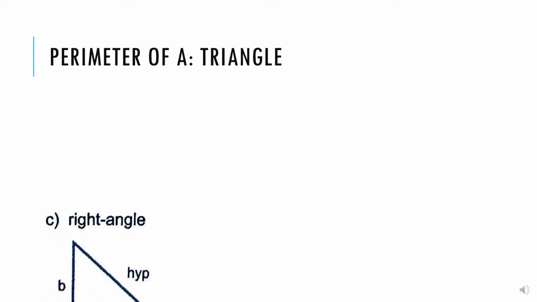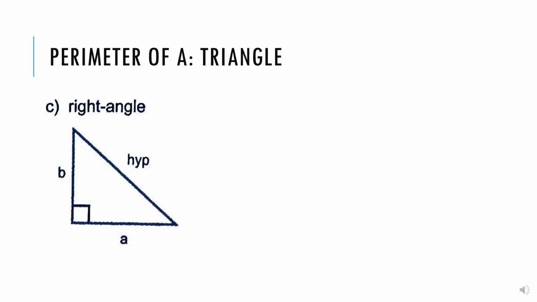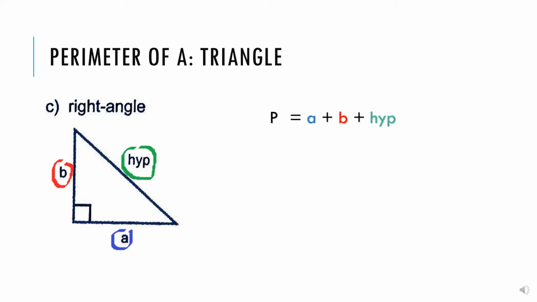When we look at the perimeter of a right triangle, you'll see that 2 of the sides meet at 90-degree angles, and the side opposite this 90-degree angle is called the hypotenuse. So typically, again, we'll have to have the value of all 3 sides, add them together, and we'll find the perimeter.